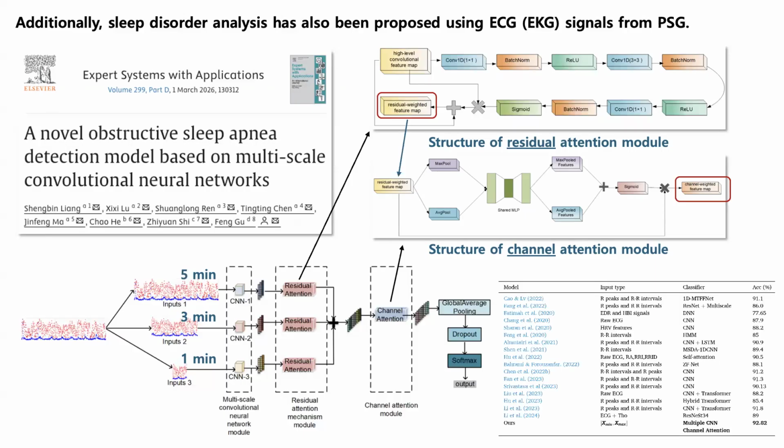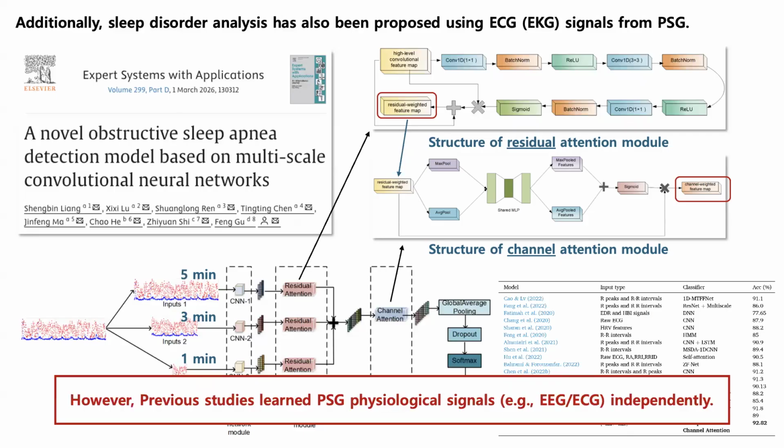After that, they go through the global average pooling layer and some other layers, and they got robust performance compared to other models. But based on these two related works, these previous studies learned the PSG physiological signals such as EEG and ECG independently. That is the problem.